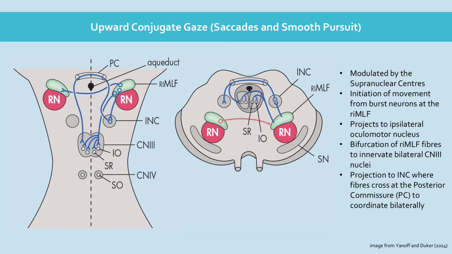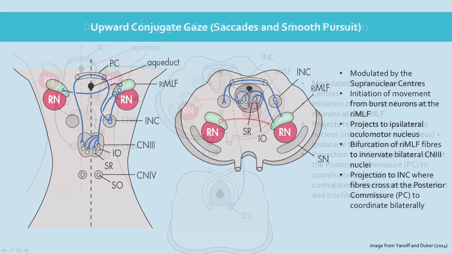Coordinated upward gaze functions through neurons from the RIMLF projecting to the ipsilateral oculomotor nucleus, before bifurcating, with some fibres crossing the midline to ensure bilateral innervation of the superior rectus and inferior oblique. The RIMLF also sends fibres to the interstitial nucleus of Cajal, which acts as a neural integrator, coordinating signals from both the RIMLF and vestibular projections. Each interstitial nucleus of Cajal has fibres that cross at the posterior commissure and ensure coordinated gaze.